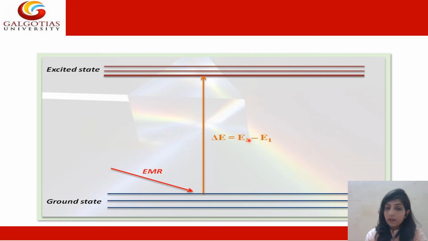Your excited state is represented by E2, your ground state by E1. So delta E is the energy difference of the two states, excited state and ground state. Delta E is the minimum amount of energy which a molecule requires to show transition from the ground state to excited state. So this particular energy must be given by your incoming electromagnetic radiation so that your molecule can show transition from ground state to excited state, and this refers to absorption. Absorption, you can say, is the attenuation of incoming radiation.